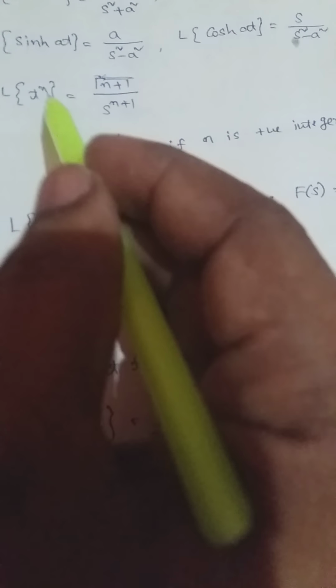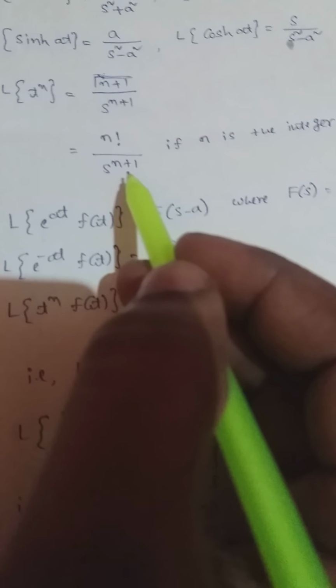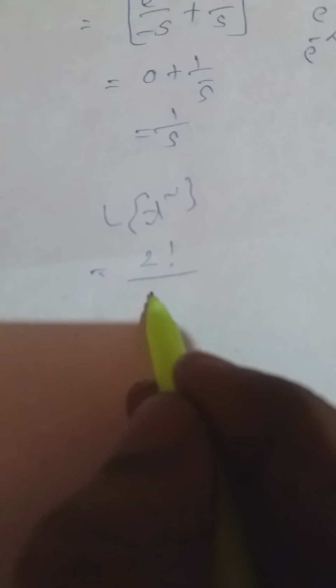And now particularly we are giving the important case. This formula will be for any n, and particularly if n is a positive integer, then the formula will be n factorial by s power n plus 1. That means if n is a positive integer, gamma n plus 1 will be equal to n factorial. For example, if we have L of t square, where 2 is a positive integer, directly we can use the formula n factorial by s power n plus 1, where n is 2, therefore 2 factorial by s cube is the formula.